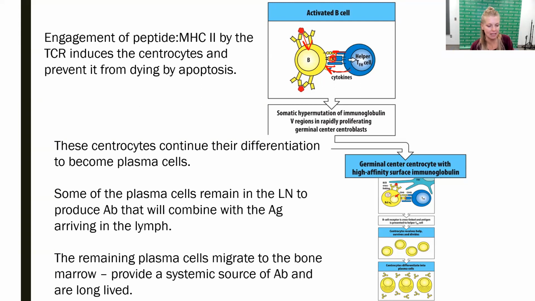Some of those plasma cells that make the highest antibody specificity are going to remain in the lymph node to produce antibody that will bind with antigen that comes in through the lymph or whatever it might be. Some of the plasma cells are going to migrate into the bone marrow and produce antibody that gets secreted out through the bone marrow. And so that puts antibody out into peripheral circulation so that it can bind with antigen no matter where it's at.